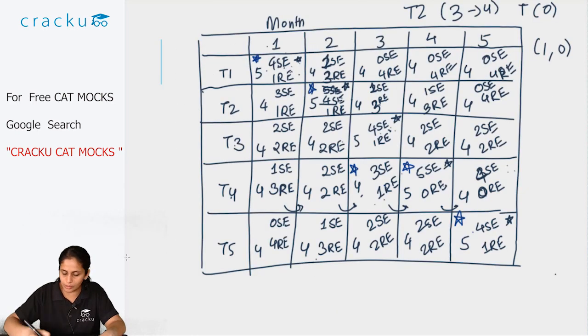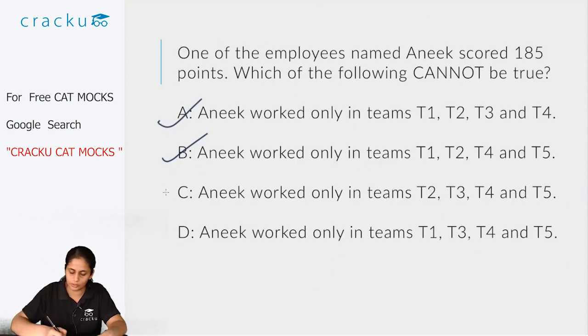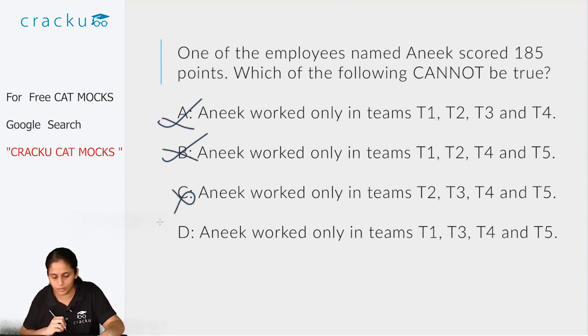Now suppose somebody was part of T2 to start with. Then they are not moved when the second month comes. They are part of the challenging project. Then they move to T3 in the third month. Then T4 in the 4th month and T5 in the 5th month. So they'll be part of 4 challenging projects and 1 normal project. So they'll earn 185 points. So essentially this option is clearly possible. So let's go and mark that off also. So sorry, all of these are eliminated and this option is also eliminated.